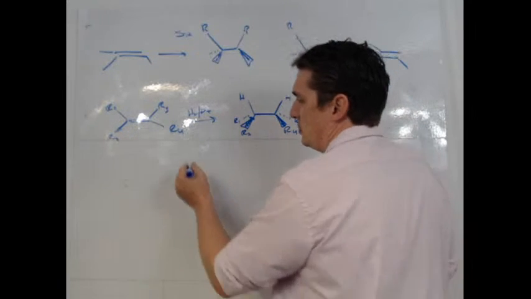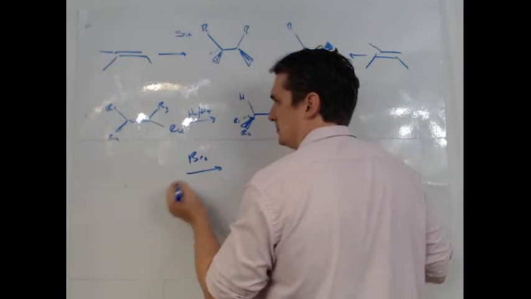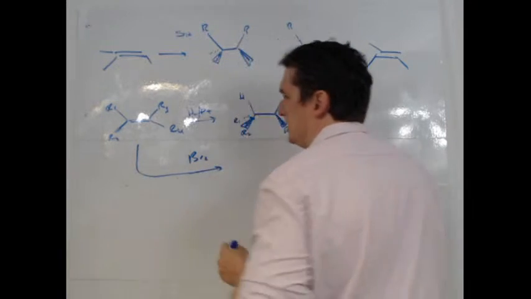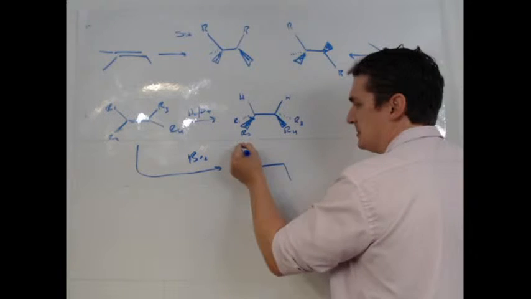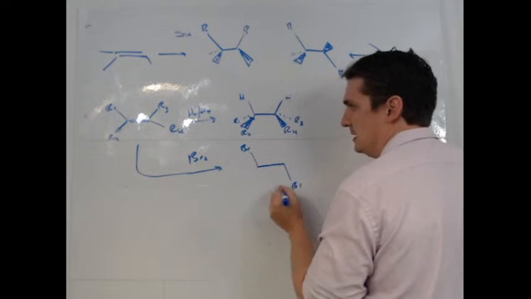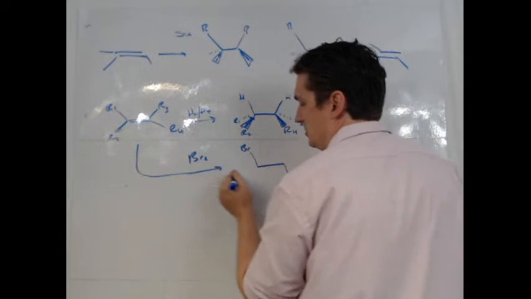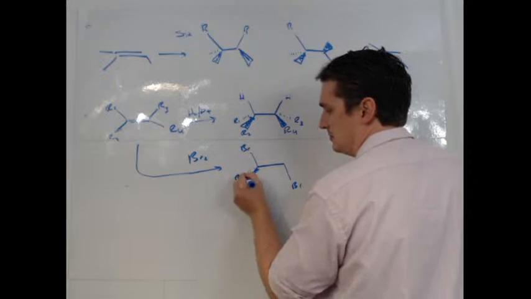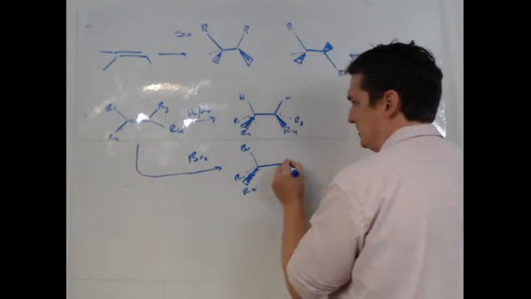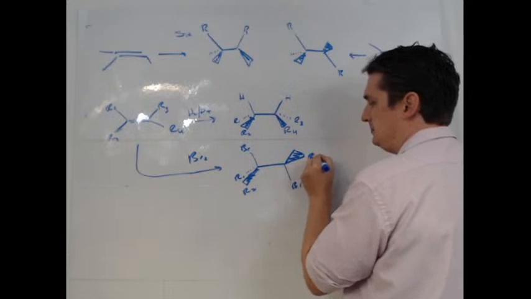For something like bromine addition across the same double bond, we're going to get an anti-addition. And with the anti-addition, the bromines are going to be on opposite sides to start with. This bromine is going to push the R2, R1 groups down. This bromine is going to push up the R4, R3 groups.